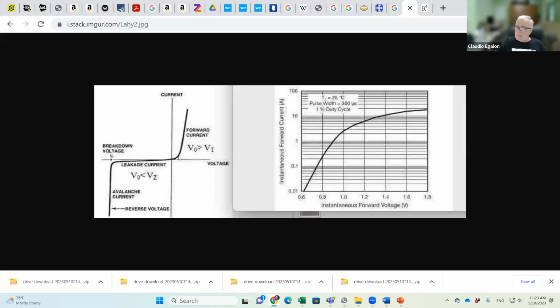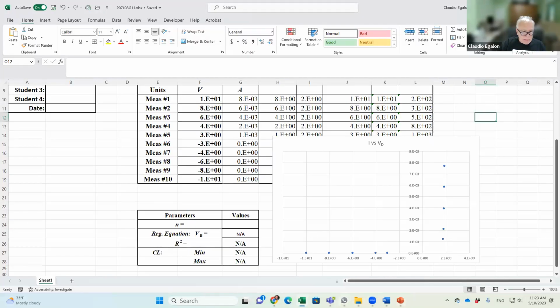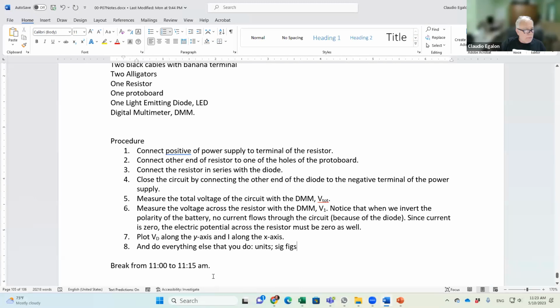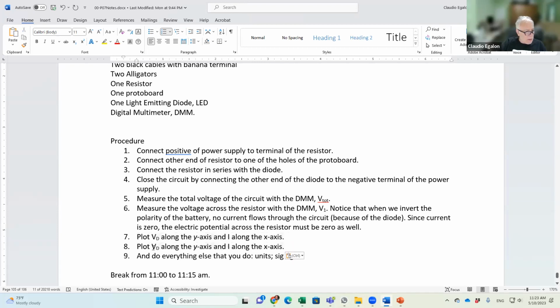Okay, let's go one by one. See if you folks are getting what I'm getting. So instead of plotting VD along the y, you do two graphs, right? Plot I along the y-axis and VD along the x-axis. The so-called IV graph. It's easier to see the behavior of the diode when you plot this graph here instead of the other one.